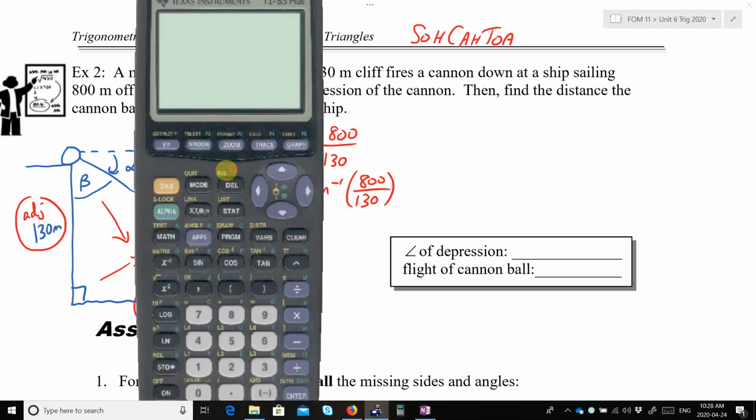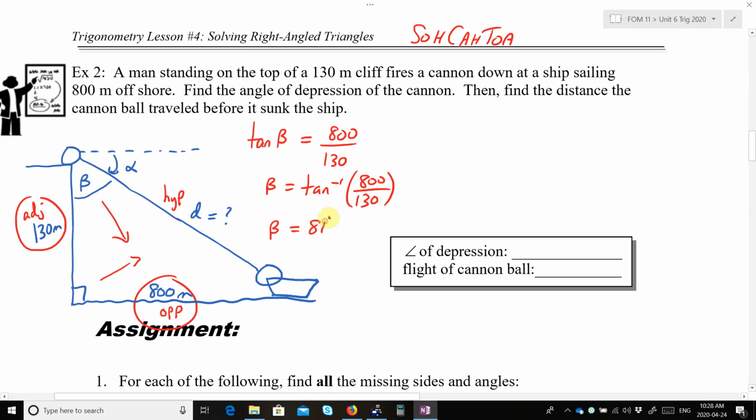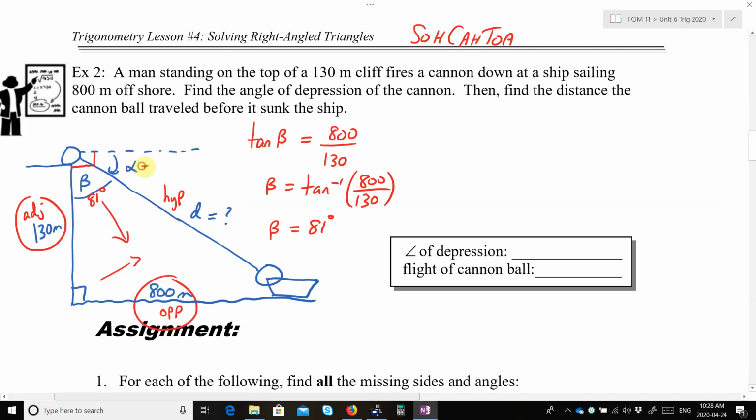So angle beta is shift tan, 800 divided by 130, and we get about 81 degrees. So this is 81 degrees. So then the angle of depression, remember from the dotted line to the cliff, that's going to be 90. So I have to go 90 minus this 81, and we get that alpha is 9 degrees. So the angle of depression is 9 degrees. And now we have to figure out d, that distance.